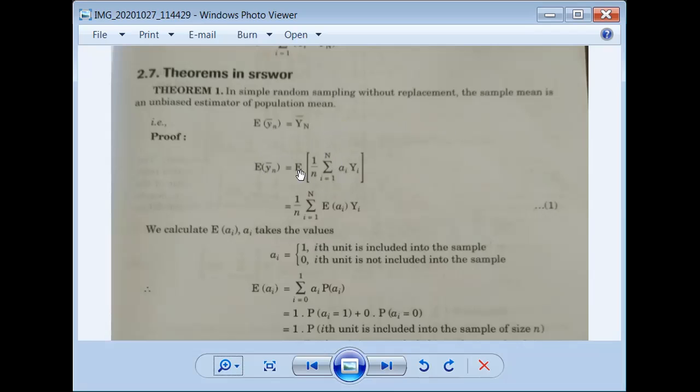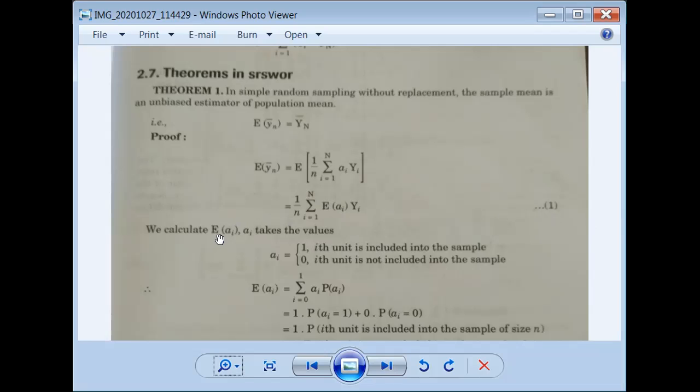Now I am taking the expectation inside. Here ai is a variable, because ai takes the values 1 and 0. So first of all, taking the expectation inside: 1 by n summation i equal to 1 to n expectation of ai into yi. This is called equation 1.